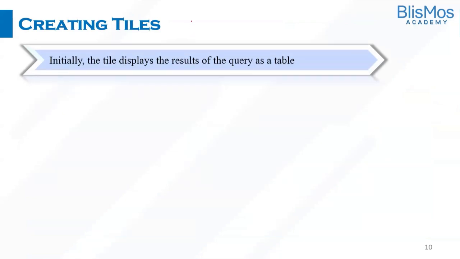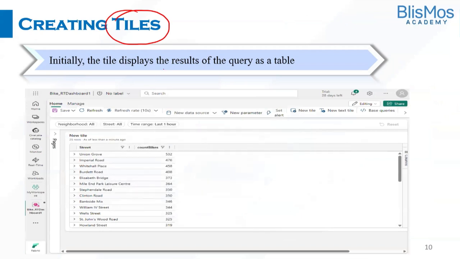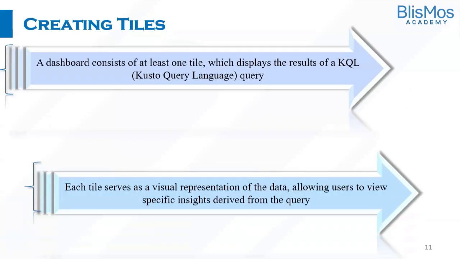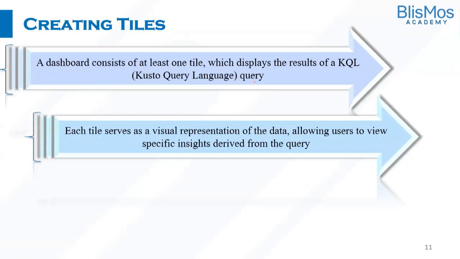Now, moving on, the next one is creating the tiles. So basically, once the data is fed and authorization is taken care of, you have to create the tiles. Initially, before you start creating the graphs and all those things, the tile displays the results of the query as a table. But one very important thing is you have to create the tiles. Otherwise, if you don't have tiles, you will not be able to add the data into that. You will not be able to create graphs or visualize anything. First thing is you have to create a tile.